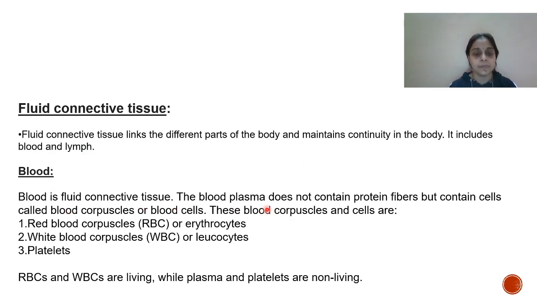The blood plasma does not contain protein fibers, but they contain cells called blood corpuscles or blood cells. These blood corpuscles or cells are RBC, that is red blood corpuscles or erythrocytes, WBC, that is white blood corpuscles or leukocytes, and platelets. RBC and WBC are living, while plasma and platelets are non-living.